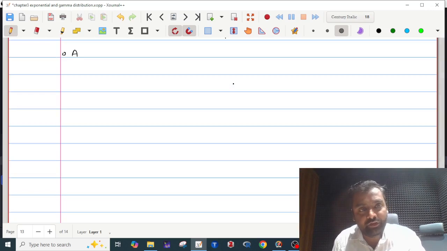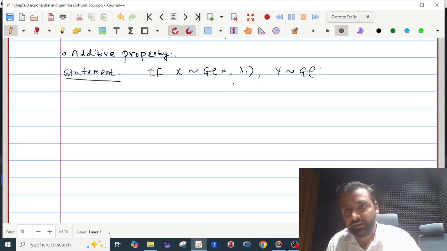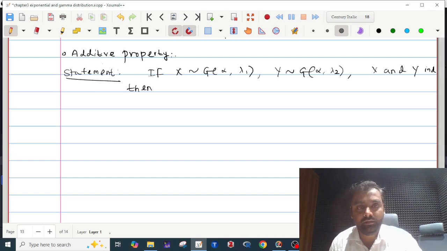We will discuss the additive property. Its statement is: if X follows gamma distribution with parameter alpha, lambda 1, Y follows gamma distribution with parameter alpha, lambda 2, and X and Y are independent, then X plus Y follows gamma distribution with parameter alpha, lambda 1 plus lambda 2.